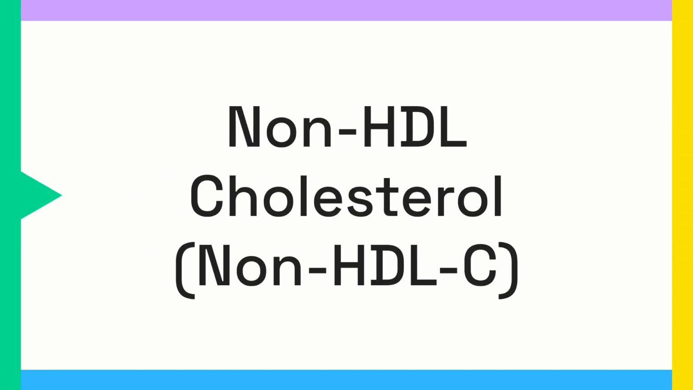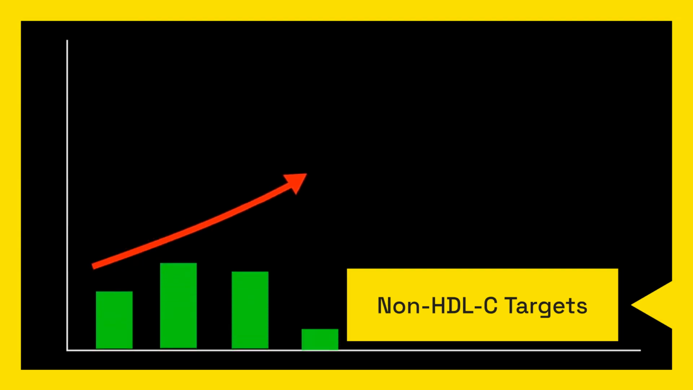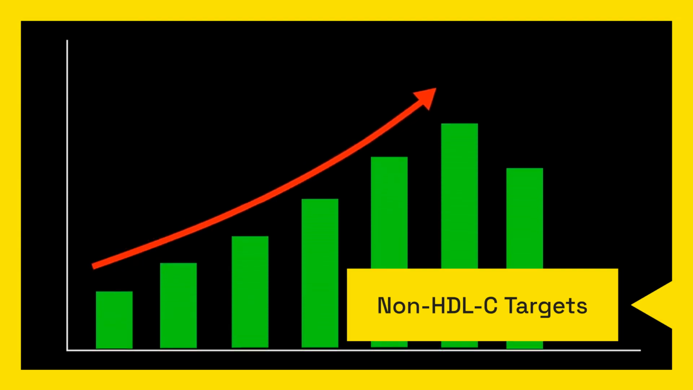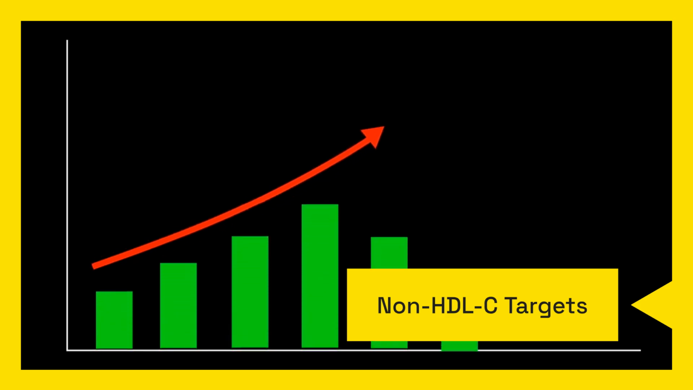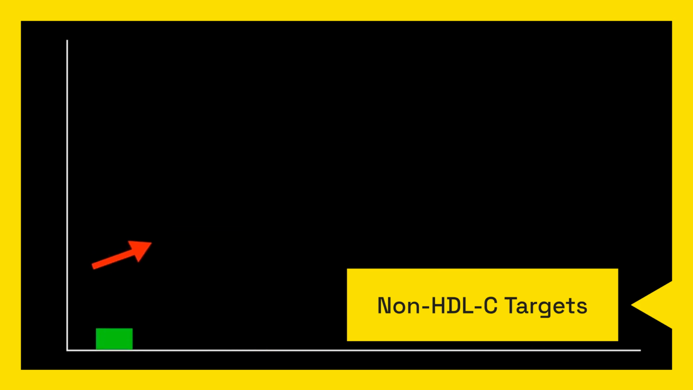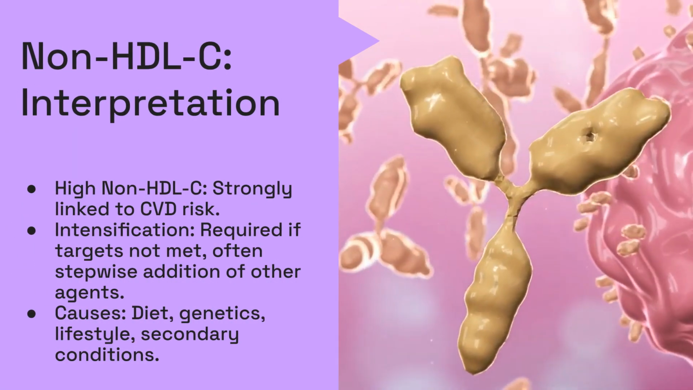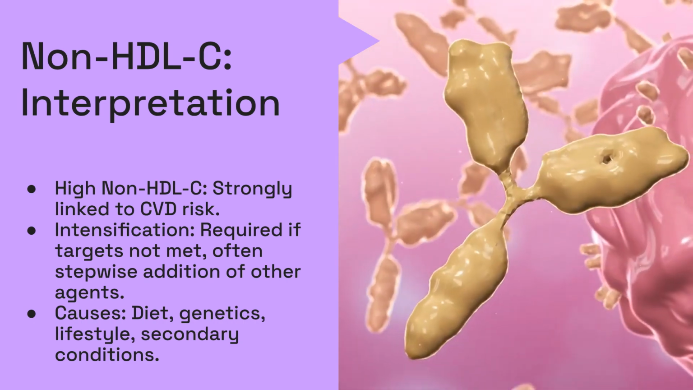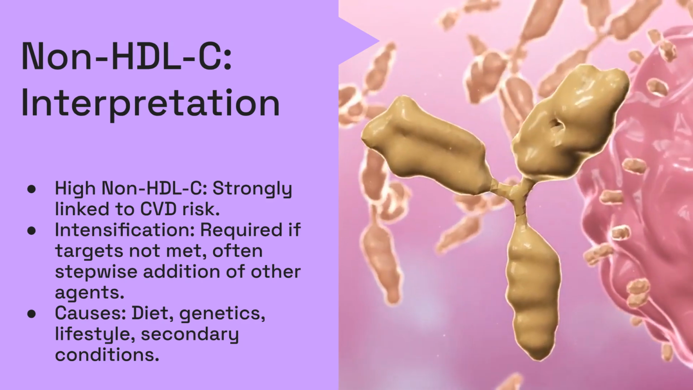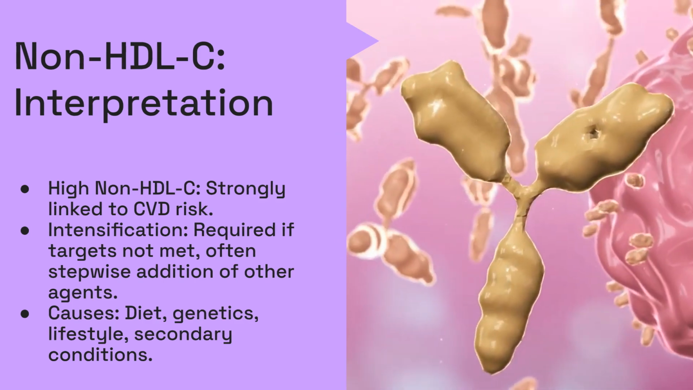Next, we examine non-HDL cholesterol, a crucial measure preferred by NICE. Non-HDL-C is total cholesterol minus HDL-C. NICE emphasizes a non-HDL-C reduction of 40% or more, regardless of baseline levels, particularly when initiating therapy. Abnormal non-HDL-C values significantly increase cardiovascular risk. If initial treatment fails, intensification is required, often involving adding ezetimibe or other lipid-lowering therapies.